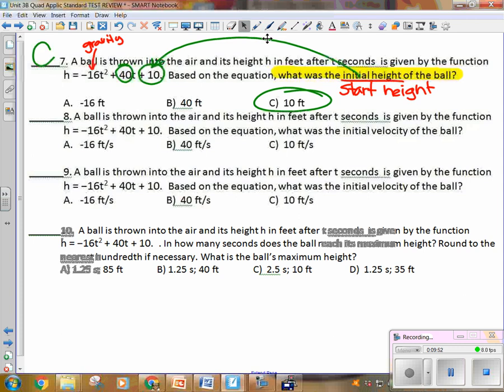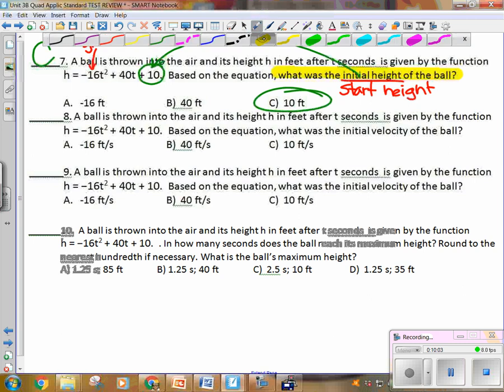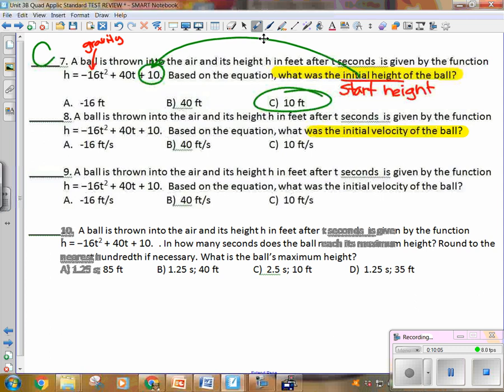Okay, I didn't need to know anything else except that the last number gives me height. Number 8, same equation, ball thrown into the air. Based on this one, what is the initial velocity of the ball? The initial velocity is like the start speed. How fast, or the starting velocity. How fast did we throw the ball?